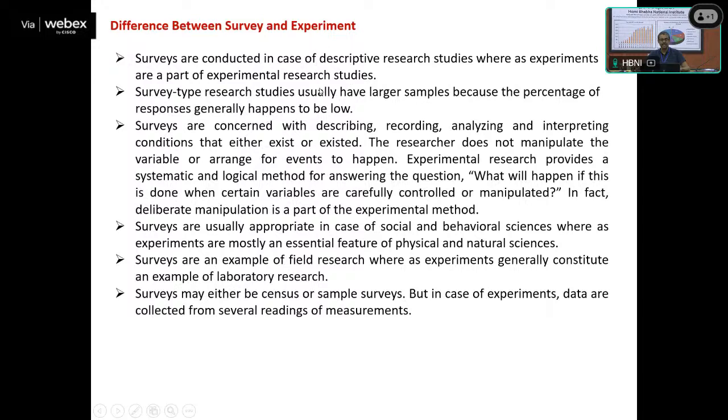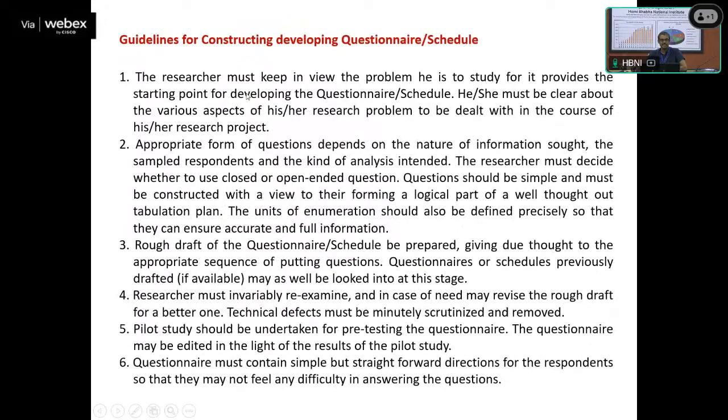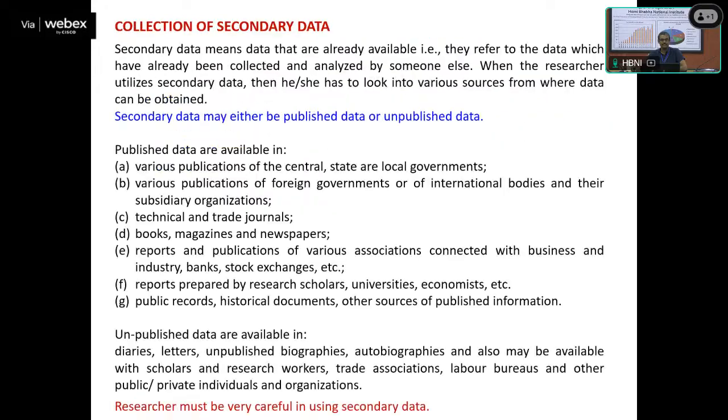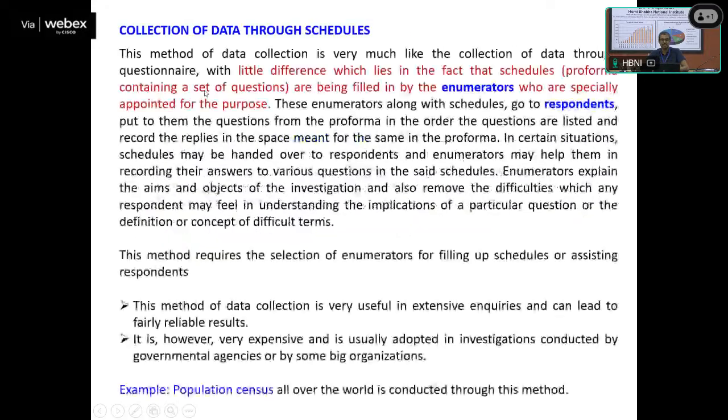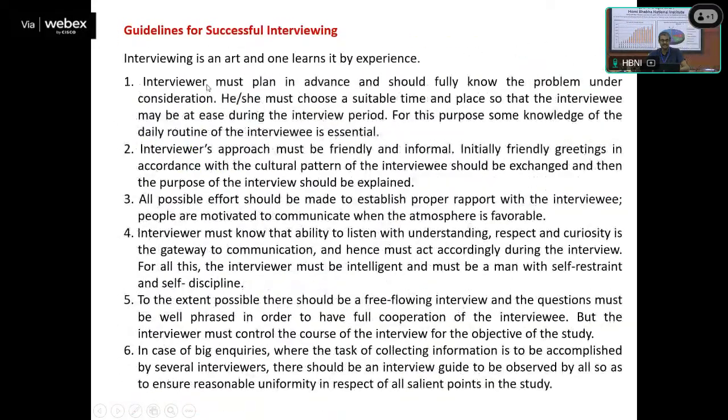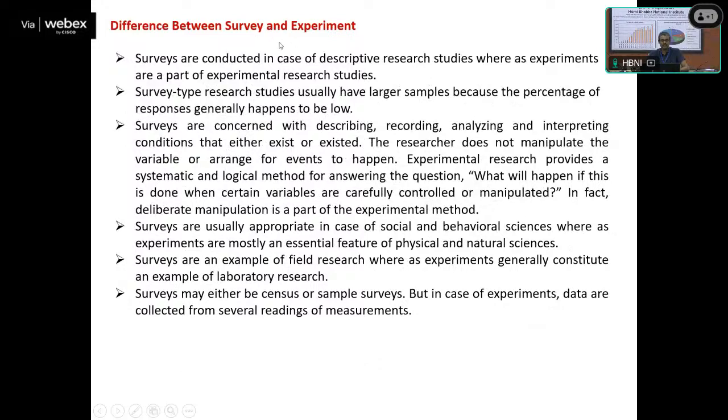Now, the difference between survey and experiment. What are the differences? Surveys are conducted in case of descriptive research studies, whereas experiments are part of experimental research studies. For secondary data collection we did what we did; for primary data, we can do an experiment or perform a survey. There are a lot of differences between them, and we are discussing this now.